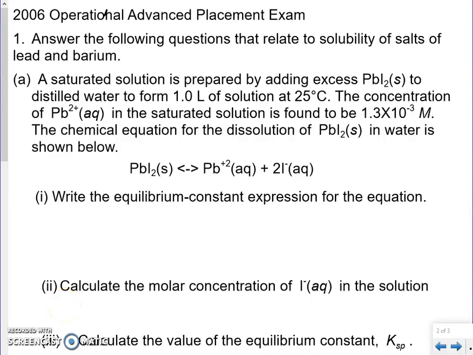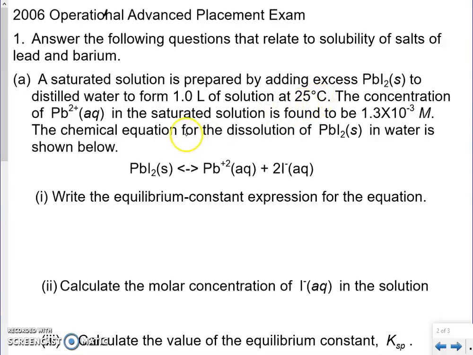Alright guys, I want to look at another KSP problem. This one is from the 2006 exam, and we are looking at the lead and barium salts. So let's check this problem out. We have a saturated solution being prepared by adding excess lead 2 iodide to distilled water to form a 1 liter solution at 25 degrees Celsius.